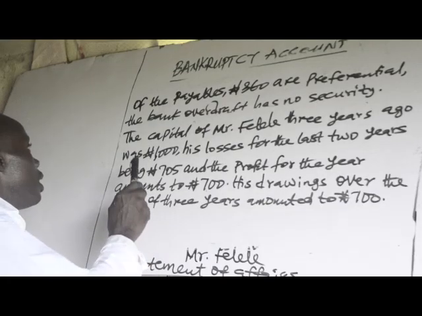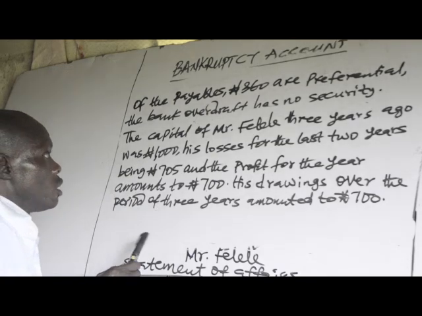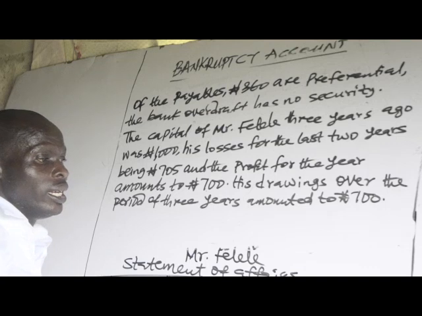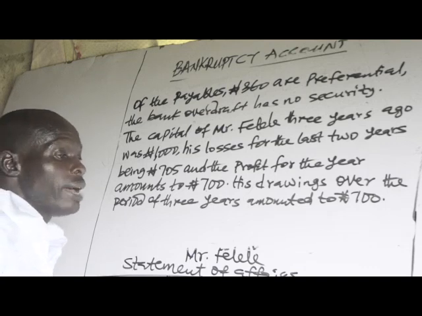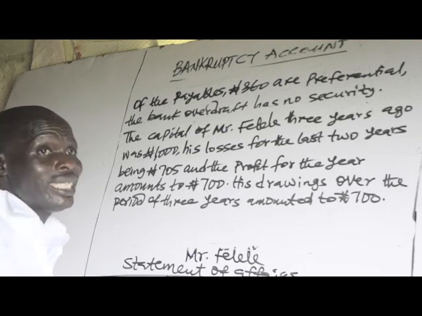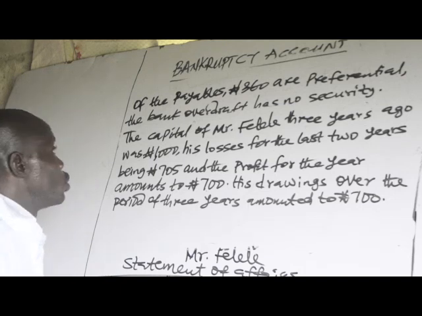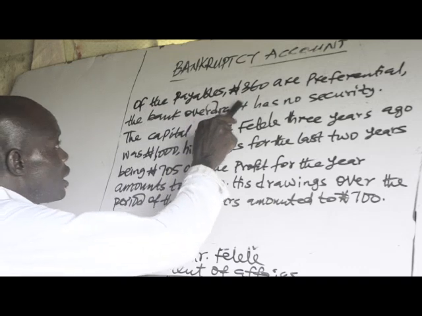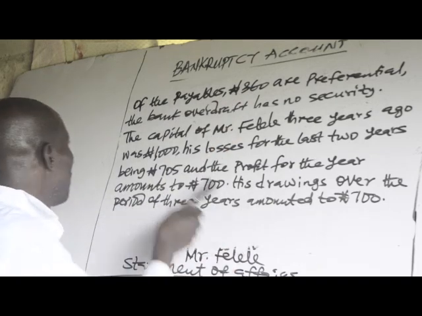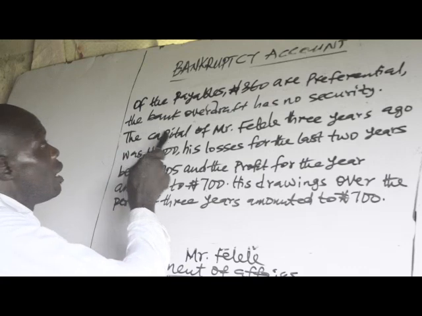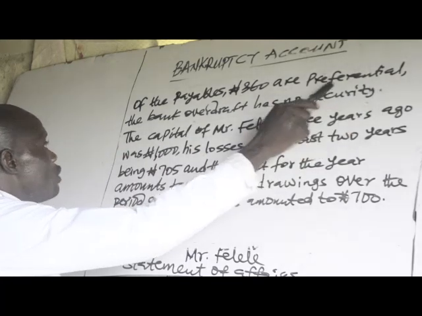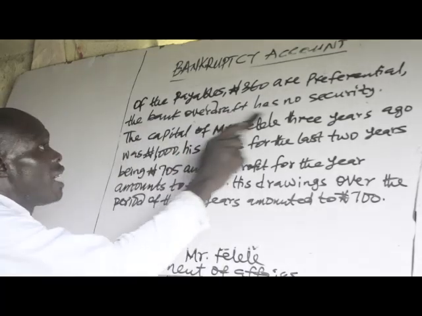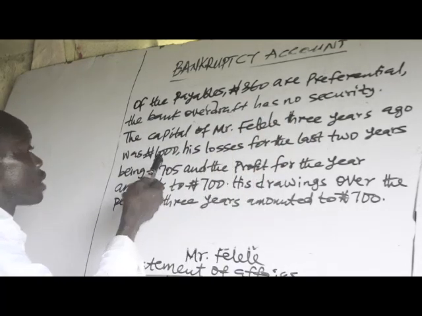Now, let's go through the footnotes to identify those items that will lead to a reduction in deficiency and those items that will contribute to deficiency. Of the payables, 360 are preferential. We're told that 360 of the payables are preferential, that is a liability. The bank overdraft has no security. Bank overdraft is also a liability.